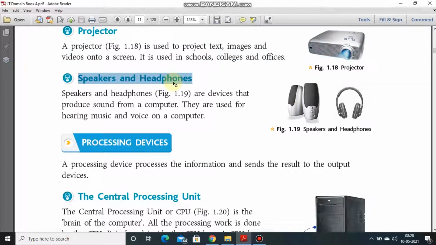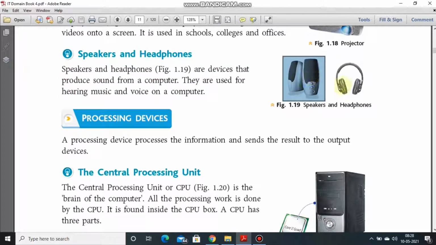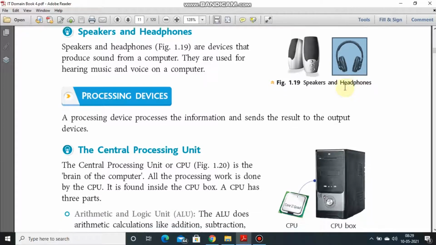Speakers and headphones. Speakers and headphones are devices that produce sound from a computer. They are used for hearing music and voice on a computer. You have seen such kinds of speakers which you use normally, or the headphones. They help us to listen to music or voice on a computer.